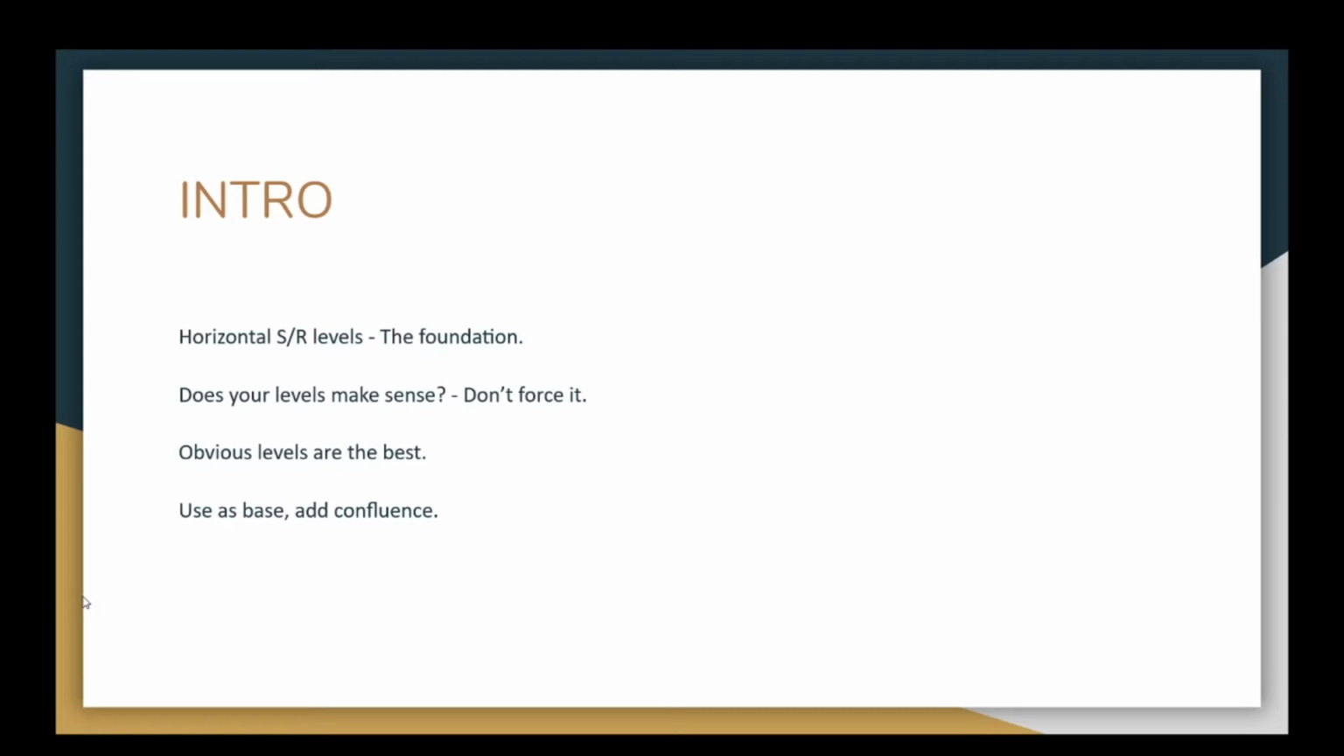So when looking at the chart, try to imagine yourself being an artist who's going to draw levels and make a painting, right? It needs to look beautiful, it needs to make sense, and you can't force it, right? You can't force a good painting, right? You gotta let the ideas come to you, right? And the levels need to make sense. And the obvious levels are the best levels, right? If you see a price chart and you tell yourself, wow, that's a very obvious support area, and that's a very obvious resistance area, those are the levels you're going to mark out, and those are the levels you are going to play off, right?